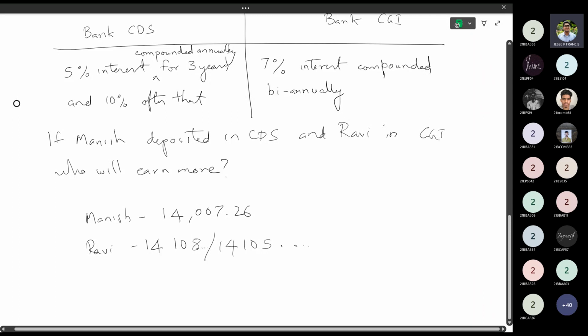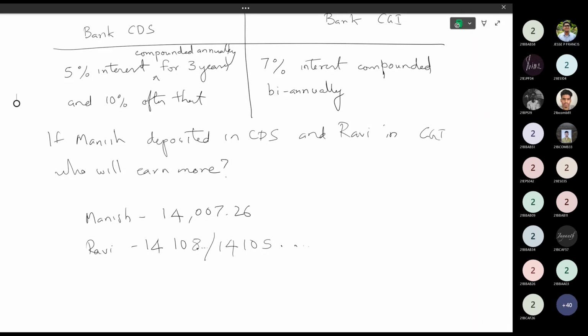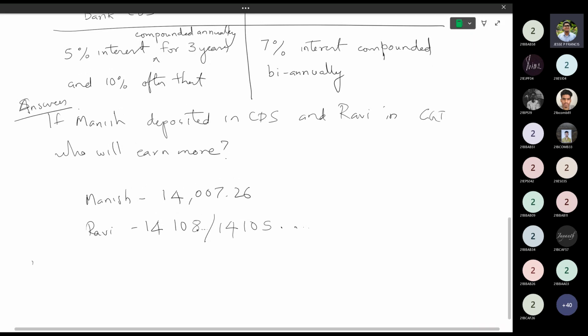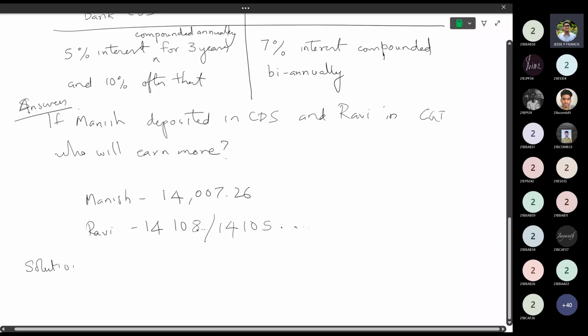Okay. Now, can someone help me? Which formula should we use here? I should say answer here. Answer is this. And let's look at the solution.